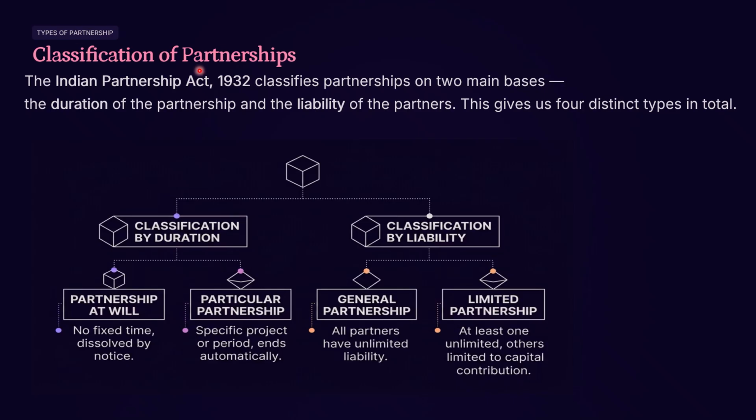Now let's understand how partnerships are classified. The Indian Partnership Act 1932 classifies partnership on two bases: classification by duration and classification by liability. Classification by duration is divided into two, that is partnership at will and particular partnership. And classification by liability is again divided into two, that is general partnership and limited partnership.